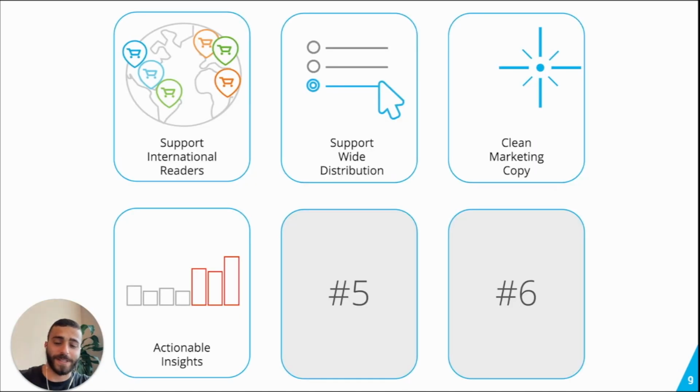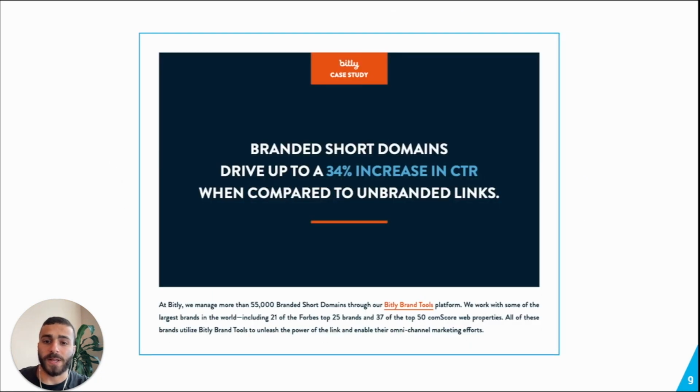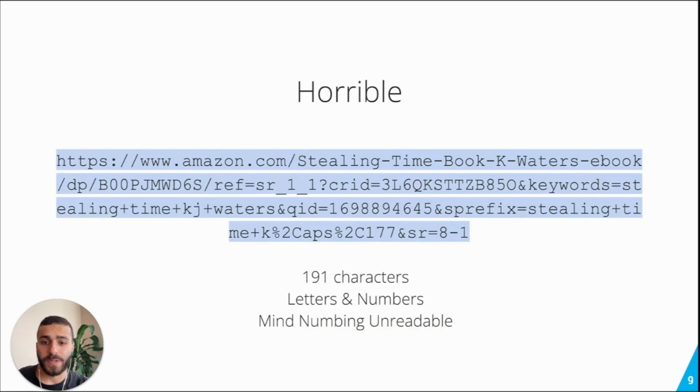The fifth reason that I recommend authors use universal booklinks is in order to have readable and more trusted links. Bitly, one of the titans of the link cloaking and link shortening space, once did a study and found that branded short domains receive up to a 34% increase in click-through rate. As an author, I can only imagine what a 34% increase to your book's landing page could do for your bottom line. So we're going to start off with the worst possible book link that you could use and move to the best case one.